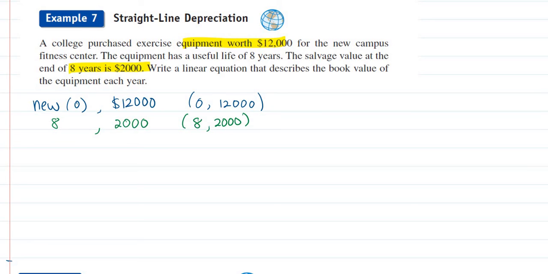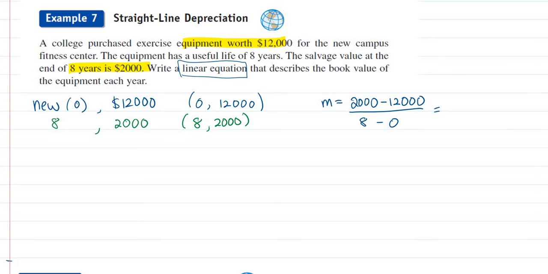So from here, if we want a linear equation, what 2 things do you need to write a linear equation? You need a point and a slope. Do I have a point? Yes, I do. I have 2 of them. Do I have a slope? Not yet, but I can find it because I can use my slope formula and I can say 2,000 minus 12,000 over 8 minus 0.